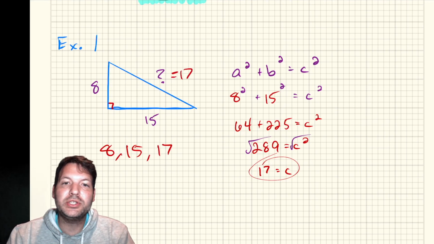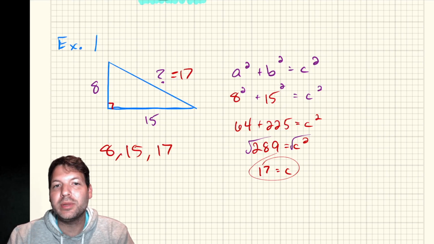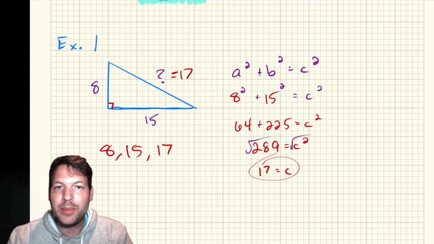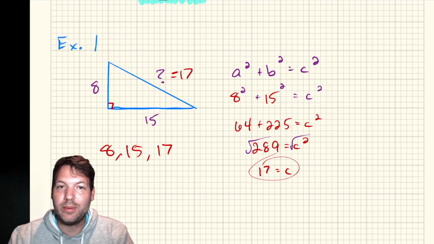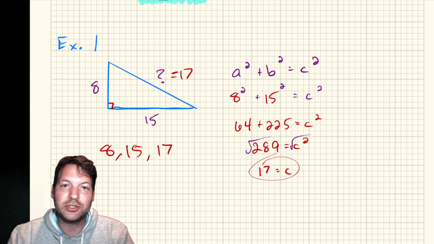So we've actually seen two so far of what are called Pythagorean triplets. A Pythagorean triplet is anytime these three side lengths, A, B, and C, or two side lengths and the hypotenuse, however you want to refer to it, come out as integers. There's nothing special about the cases that come out as integers. We just like them because we like integers more than we like irrational numbers.